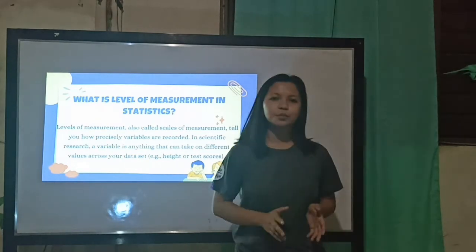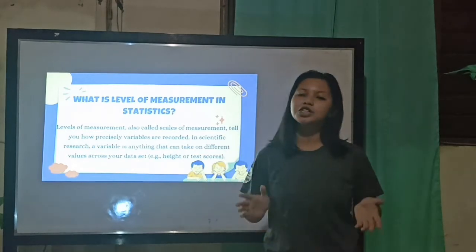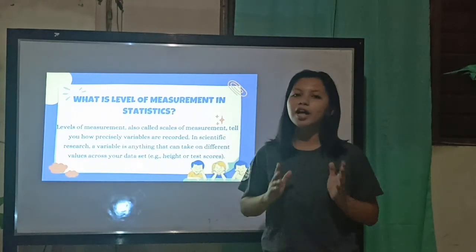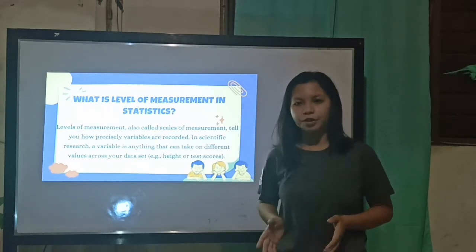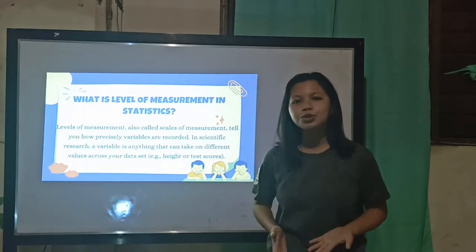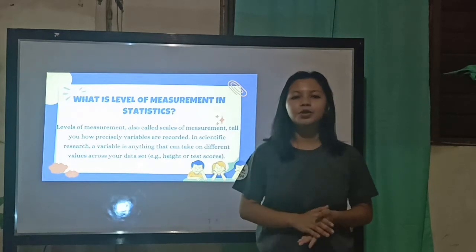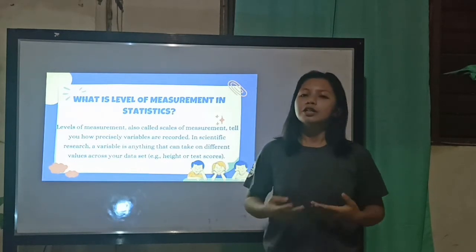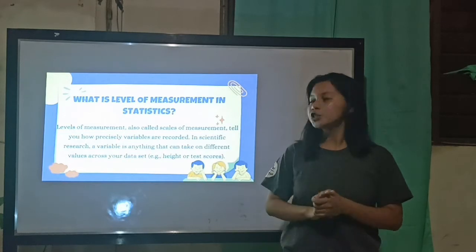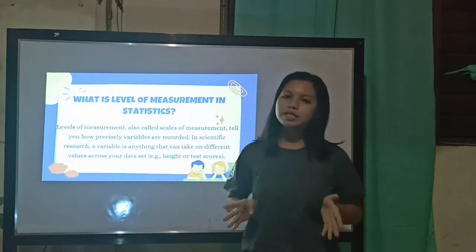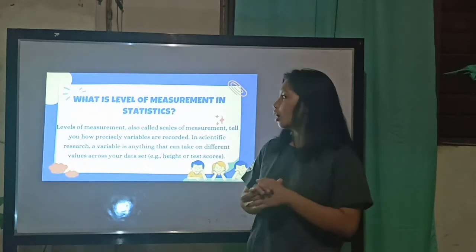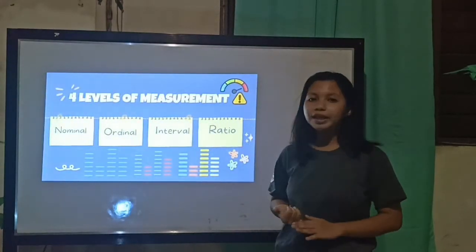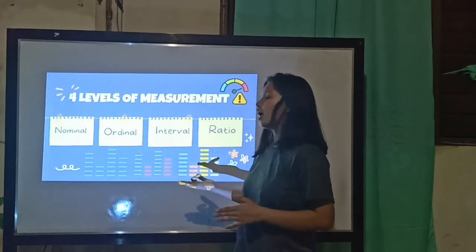So the levels of measurement in statistics is a classification that relates the values that are assigned to variables to each other. In other words, it is used to describe information within the values. And there are 4 levels of measurement in statistics that were developed by psychologist Stanley Smith. And those are nominal, ordinal, interval, and ratio.